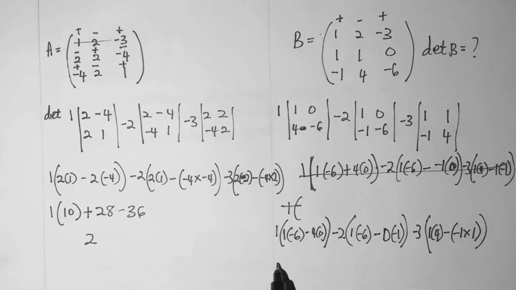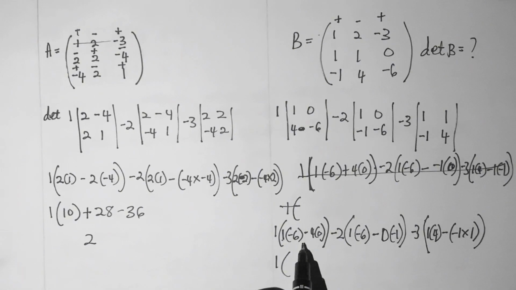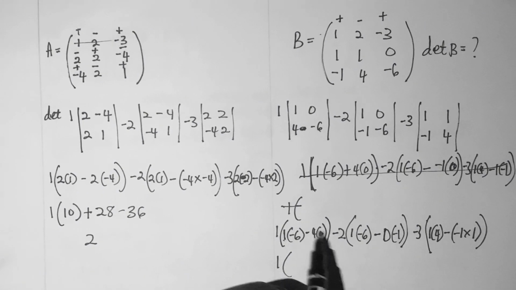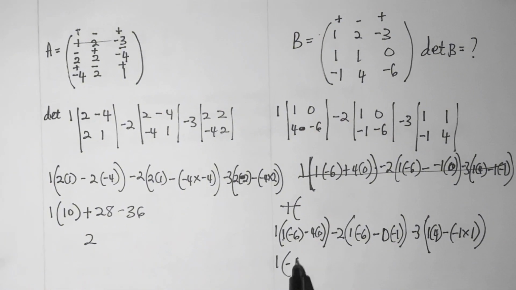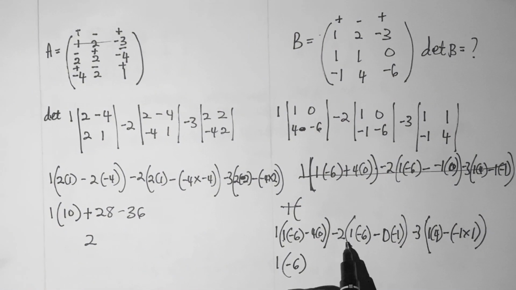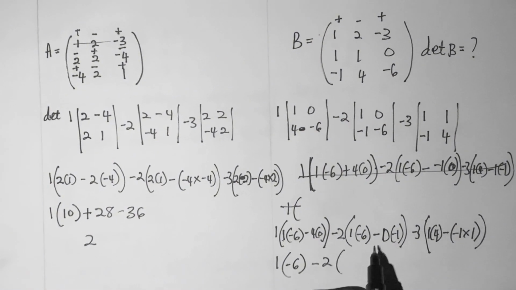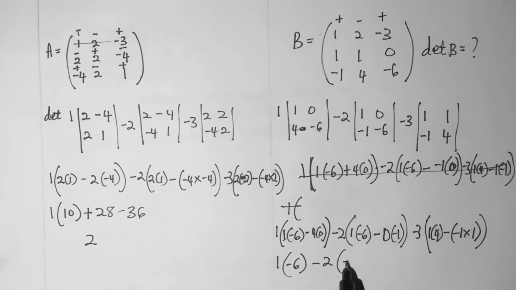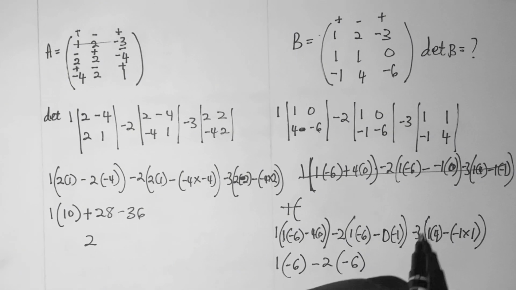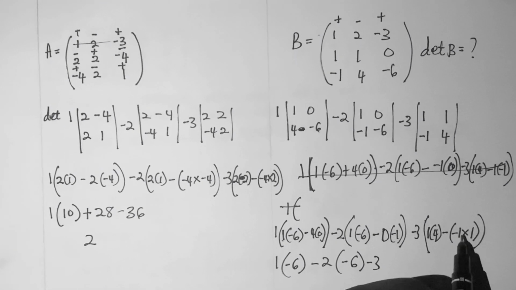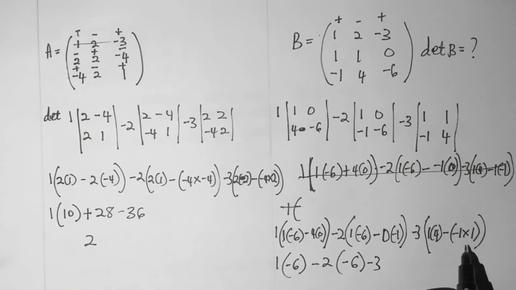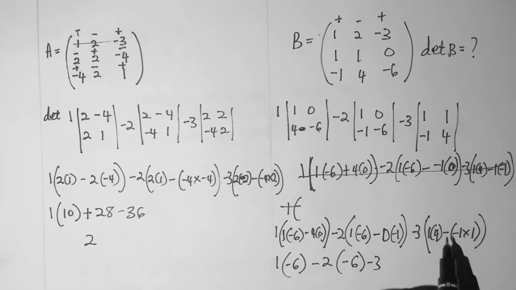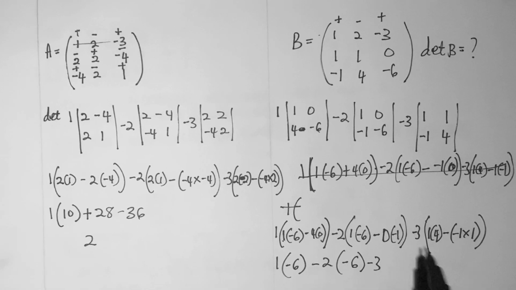So here is 1 times minus 6 is minus 6, and 4 times 0 is 0. So here will be 1 times minus 6. And then here is minus 2. Then we have 0 times minus 1 is 0. So 1 times minus 6 is minus 6. Then here is minus 3. We have minus 1 times 1 is minus 1. So minus 1 times minus 1 is plus 1. 1 times 4 is 4. 4 plus 1 is 5.